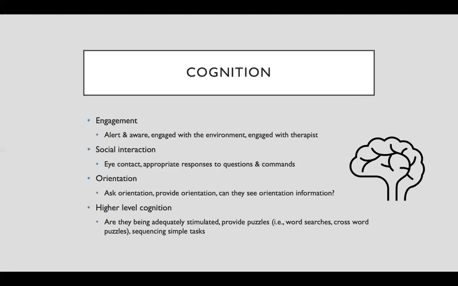For cognitive interventions, we want to focus on all of these things here. So engagement, social interaction, orientation, and higher level cognition. So, how is their engagement? Are they alert and aware of what's going on around them? Are they engaged with the environment? Are they engaging with you as a therapist? Think about ways that you can facilitate their engagement.